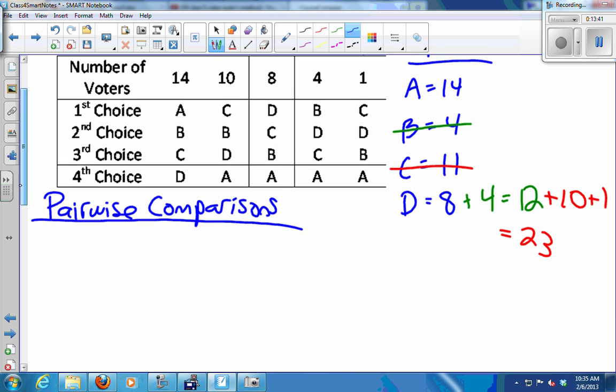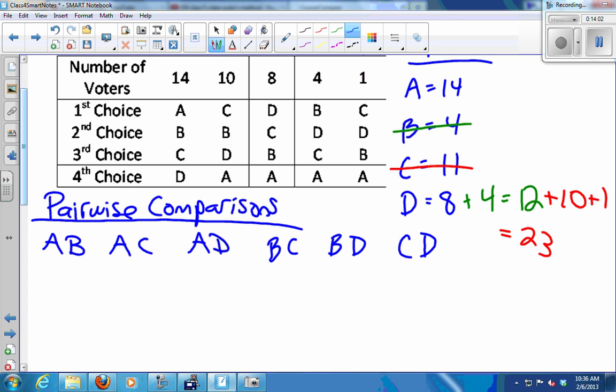So I have 4 candidates. I'm going to do all of the head-to-head matchups. A versus B, A versus C, A versus D. That covers A's matchups. And then B's matchups will be B versus C, B versus D, because I already did B versus A. And then for C's matchups, I just have to do C versus D. So those are all my matchups, 6 of them.